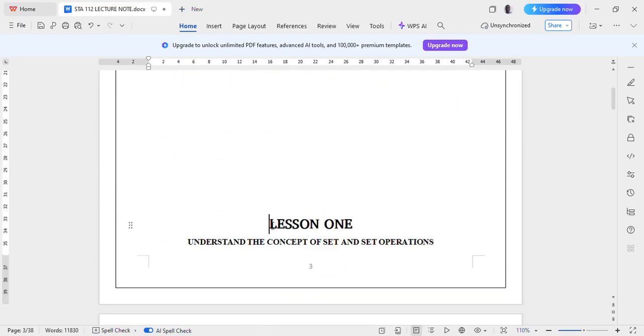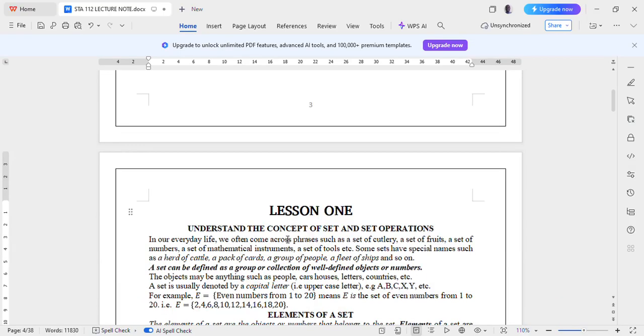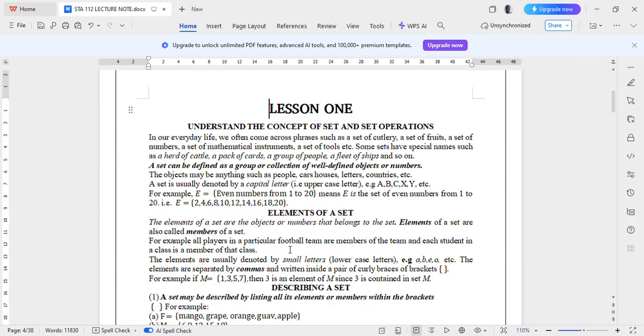So without wasting our time, let's move to the first part of the lesson, which is understanding the concept of sets and set operations. The concept of sets and set operations is the first one we want to consider. Now, I know a good number of us, or all of us, have passed through secondary school, and in SS1 to be precise, we were taught the topic of sets, or set theory as it was called then.